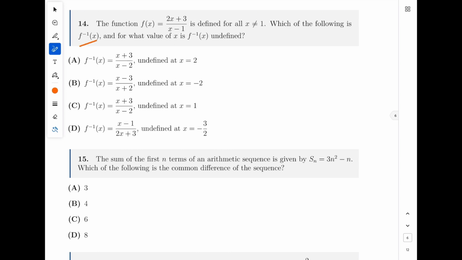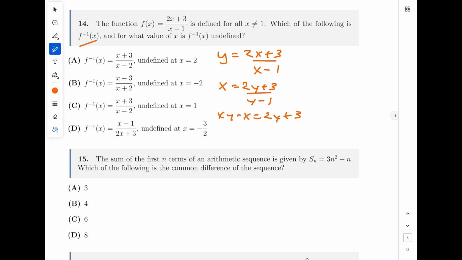Now there are a few steps to finding inverses which you must know. First of all, we write the original function, y is equal to 2x plus 3 over x minus 1. The first step to solving an inverse is to exchange the x with the y and the y with the x. So we should have x is equal to 2y plus 3 over y minus 1. Then your only purpose is to isolate y. So I cross multiply, I get xy minus x is equal to 2y plus 3.